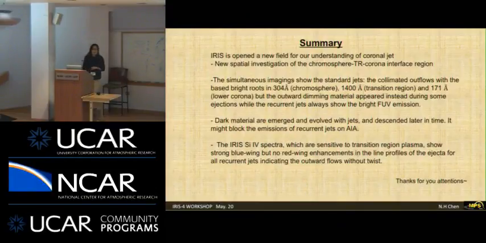Right. Paul, did you want to ask a question? Did you look at the AIA 1600 channel? Basically it's the same with the modification time. We always see some bright footpoint in the 1600. What's different in the two lines is the extension of the jet material.